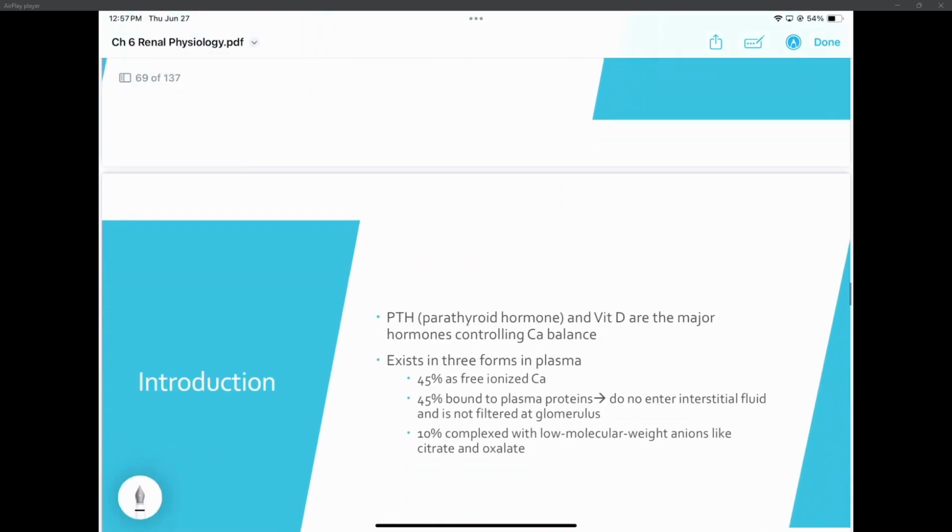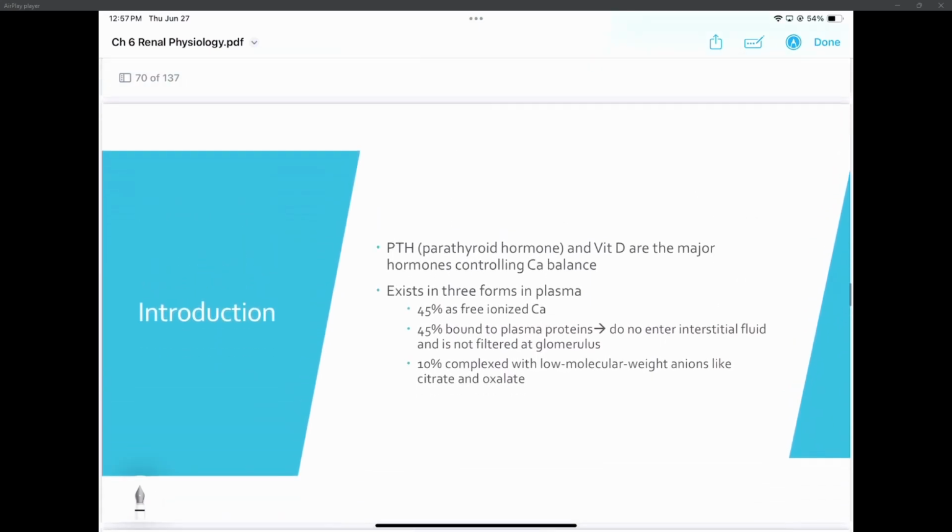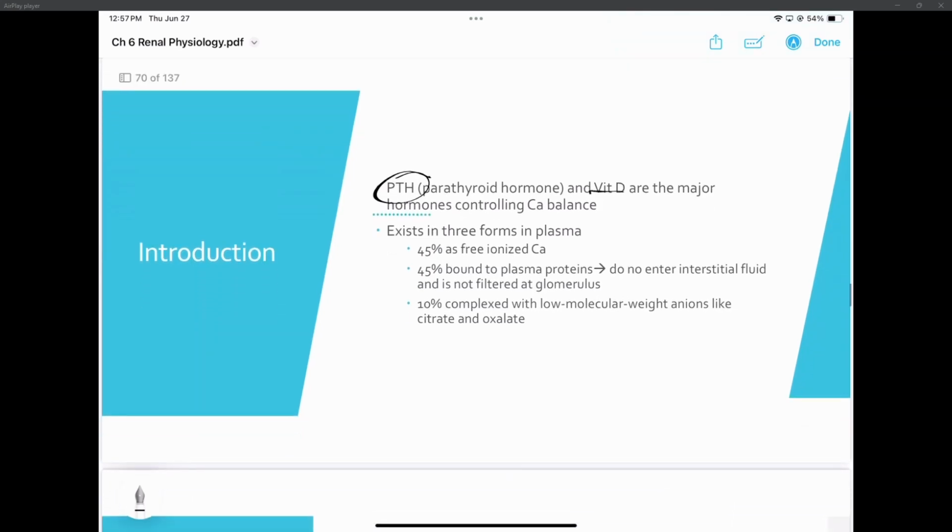Renal calcium handling, mainly under the influence of parathyroid hormone and vitamin D. These are the big ones that really play a role with calcium homeostasis. Because of the way these hormones work, calcium is found in different forms in the blood. 45% is just free calcium floating around the blood. 45% is bound to plasma proteins.